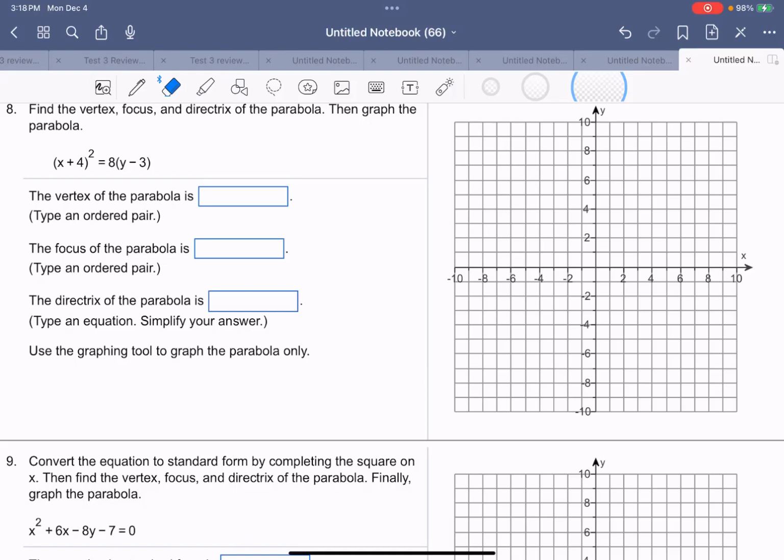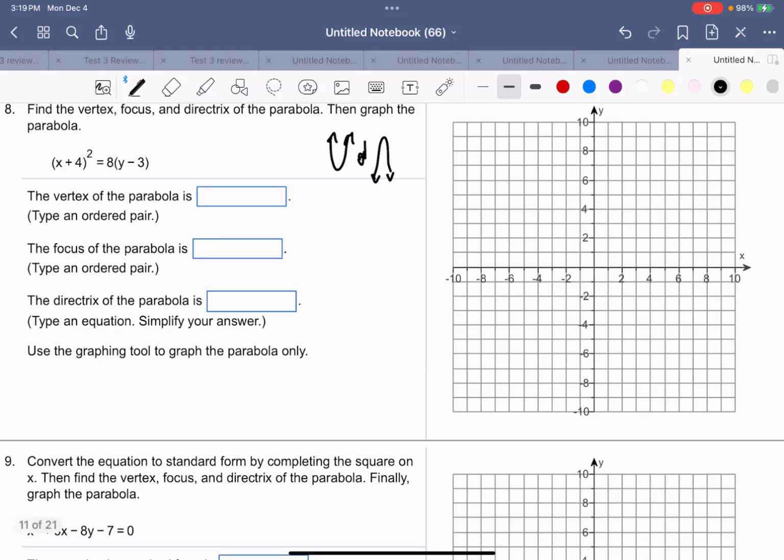Example number 8. Find the vertex, focus, and directrix of the parabola, then graph the parabola. Well, I'm looking here and I see that I've got the x squared again, so I know that this is a function parabola. Remember, those are vertical parabolas, either this or this. And I can see my vertex, so my vertex is at the opposite of this, the opposite of this. Oh, it's at -4, +3. So I'm going to go forward to the left, up 3, and I'm going to mark that as my vertex.